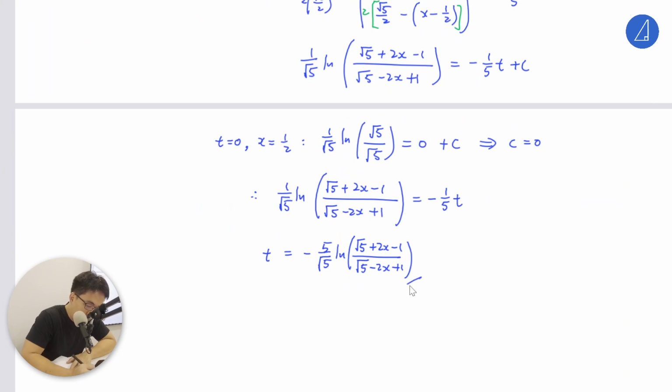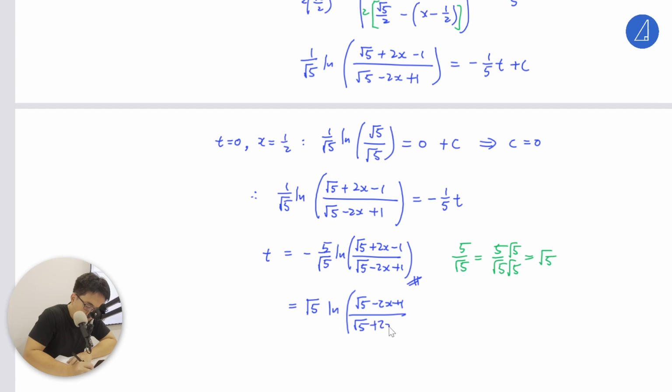Or if you want to make it nicer, note that 5 over root 5 is just root 5, right? You just multiply root 5 top and bottom, then it will be root 5. This is negative 1, so you can bring it up also. So you essentially take the reciprocal of whatever is inside the ln. So this guy becomes ln of root 5 minus 2x plus 1 over root 5 plus 2x plus 1.